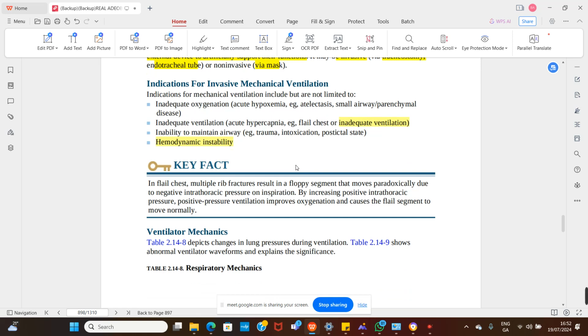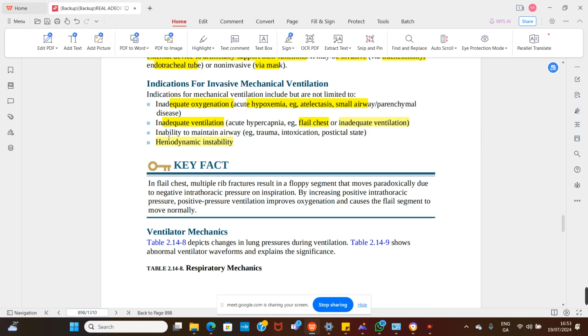You don't have to cram this. Just quickly list causes of respiratory failure in your head. Respiratory failure is two types: hypoxemia, type 1, and hypercapnia, type 2. Hypoxemia is less than 50, hypercapnia is CO2 greater than 50. So you have inadequate oxygenation from different causes, or inadequate ventilation, which will cause type 2 respiratory failure with hypercapnia, either from inadequate ventilation or from flail chest. The third is inability to maintain airway.